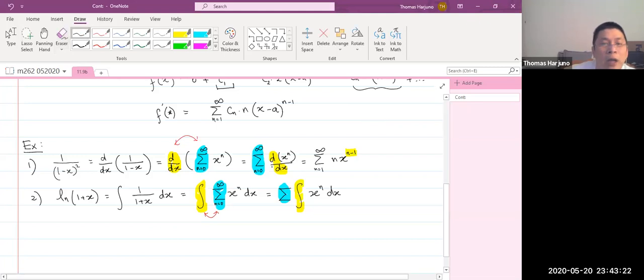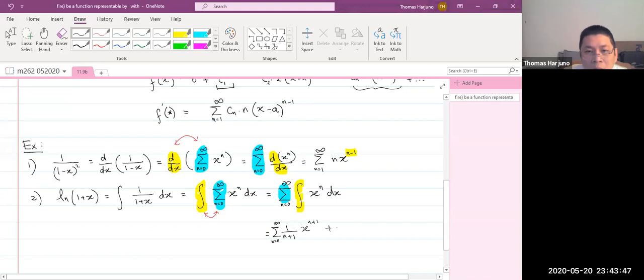Now here I will get, of course, this is still from 0 to infinity, right? And the integral will be 1 over n plus 1. Oh, sorry, I forgot the summation notation. From 0 to infinity of x to the n plus 1 plus a constant. Okay, don't forget this, plus a constant.